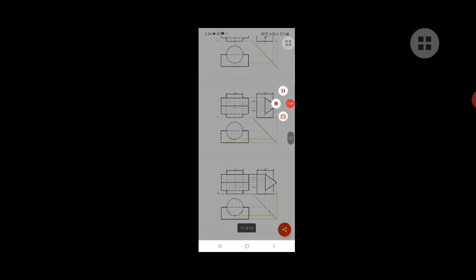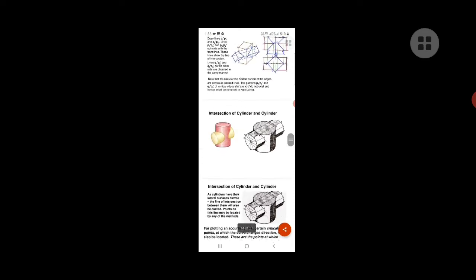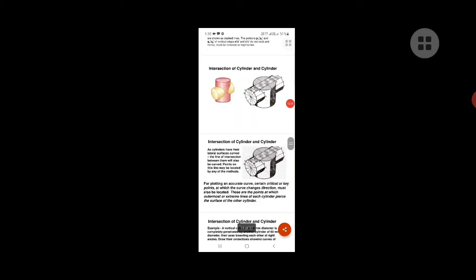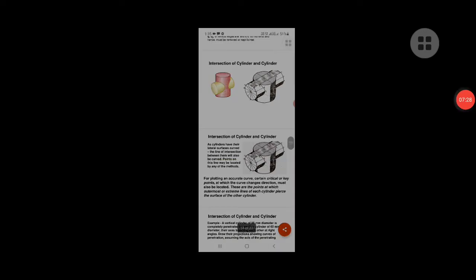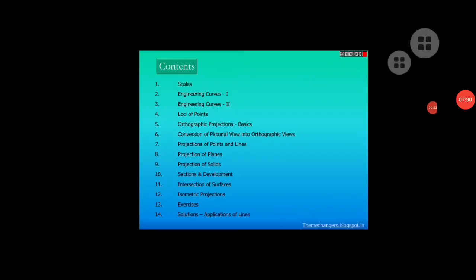Let's see another example. Let's see the second point: intersection of two prisms, and intersection of cylinder with cylinder. In this, there is one cylinder having curved lateral surface, so the line of intersection will also be a curve. The points of this line may be located by any of the above methods. Basically, this is a type of cutting plane method. To plot an accurate curve, certain critical key points, where the curve changes direction, must be located.